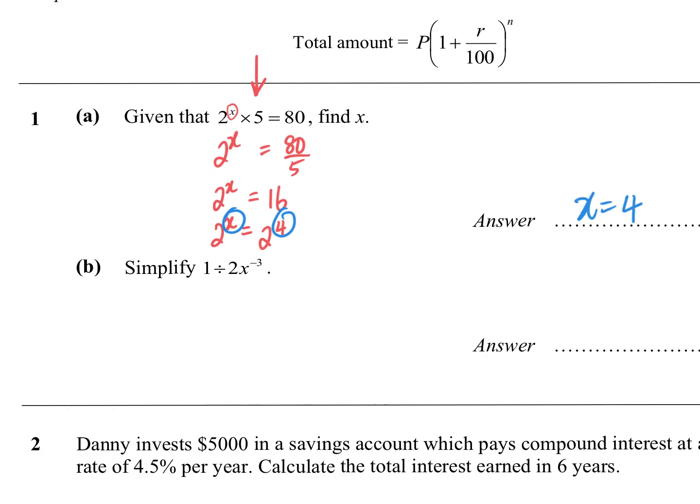So sometimes it may not be the case where everything can be changed to base 2, but those numbers there can be gotten rid of. So just be careful about that.